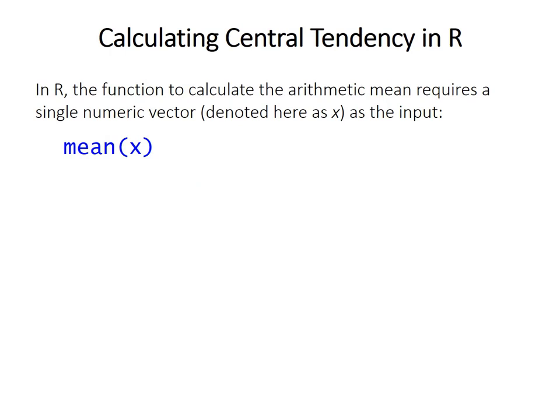So in R, it's very easy to calculate a central tendency because there are built-in functions to do specifically this. You'll need a group of numbers, which is called a numeric vector in R, as the input. I'm going to denote that here as x. I'll just use x as our string of numbers. The function to calculate the mean is, perhaps not surprisingly, called mean. The output will be displayed to the screen, or it can be assigned to a variable. So you just do mean, brackets, x, and that will calculate the mean of that numeric vector x.